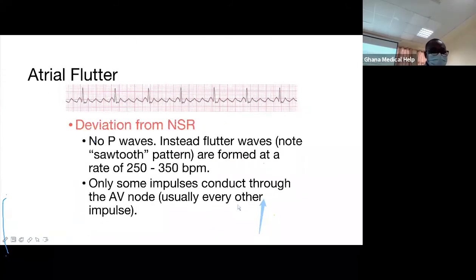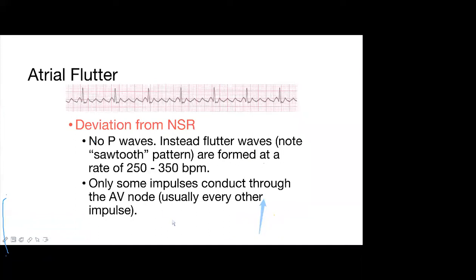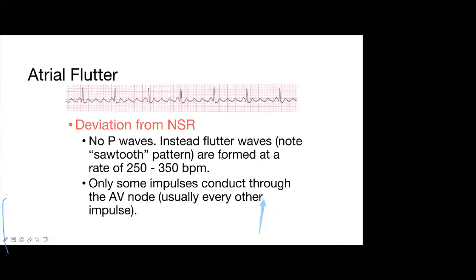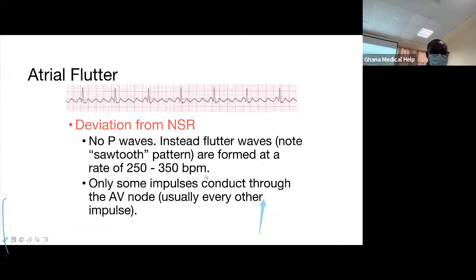So atrial flutter, typically you don't see the P waves. Instead, you have what they call the flutter waves. These. Then, of course, we talked about the sawtooth. Only some impulses will go through the AV node, and usually some of them do not. So you realize that there's atrial contraction there, but you don't have a QRS, i.e. ventricular depolarization.